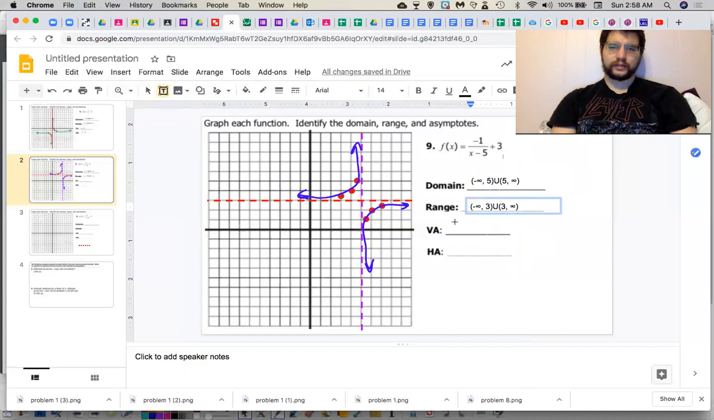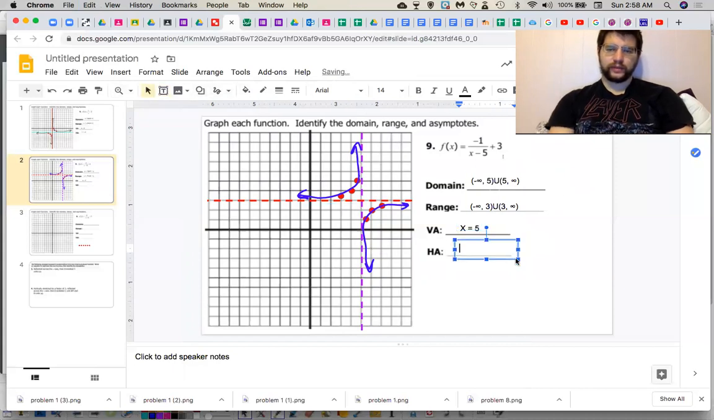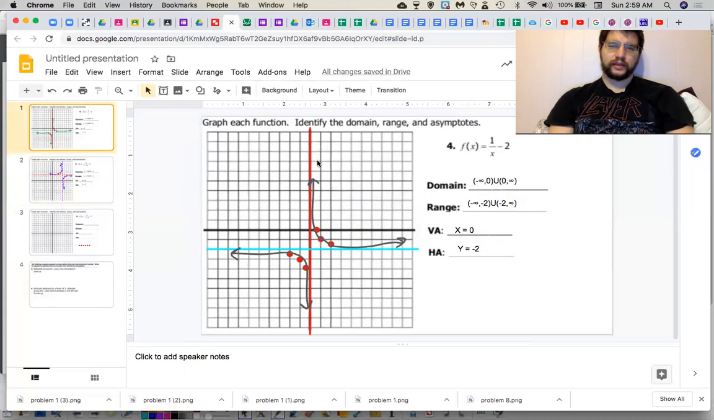And my vertical asymptote, x equals 5. And my horizontal asymptote, y equals 3. And that's it. So there's the graph, domain and range. And I guess I could go back and change these to dotted.